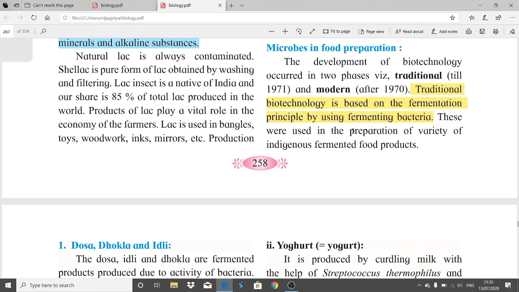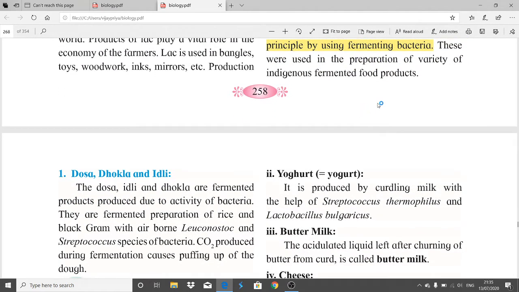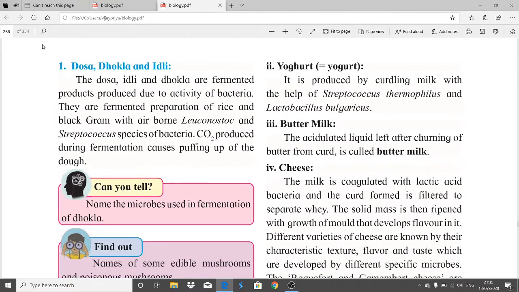That's it. These were used in the preparation of a variety of indigenous fermented food products. A number of fermented food products were prepared by this method. The first example of food preparation is dosa, dokla, idli. You are all very familiar with these dishes. So the dosa, idli, dokla are fermented products, and they are produced due to the activity of bacteria.